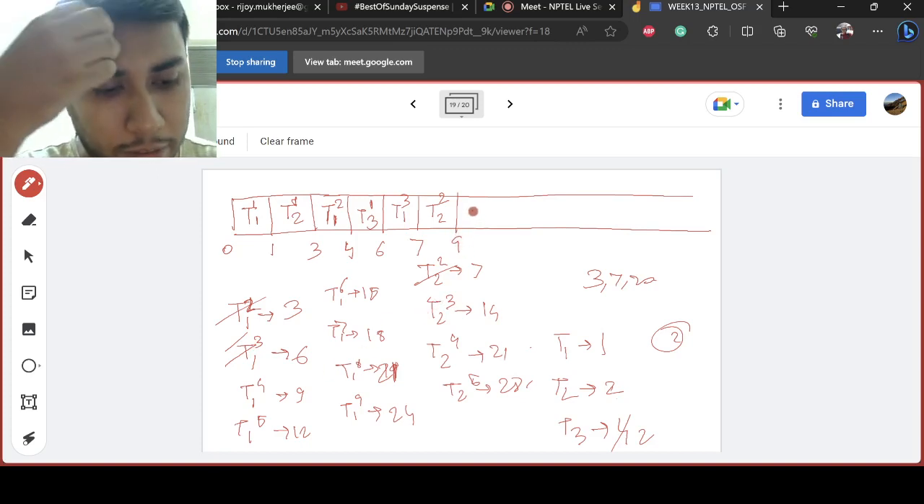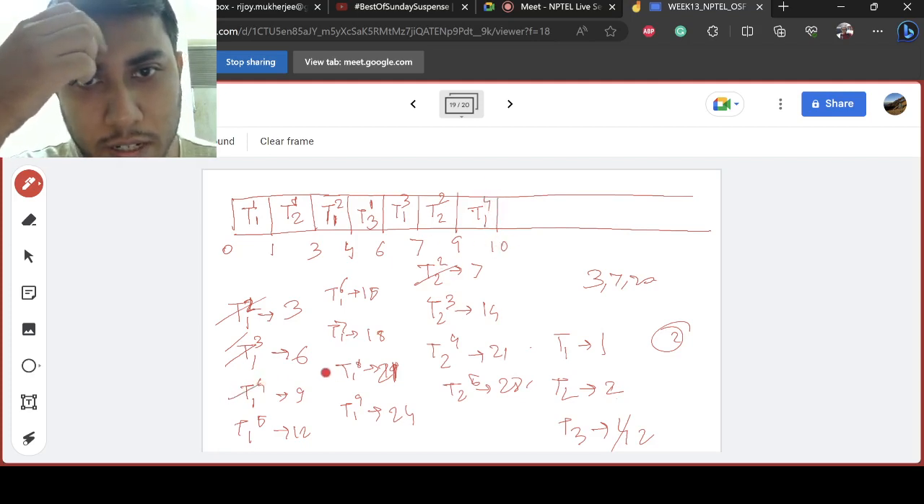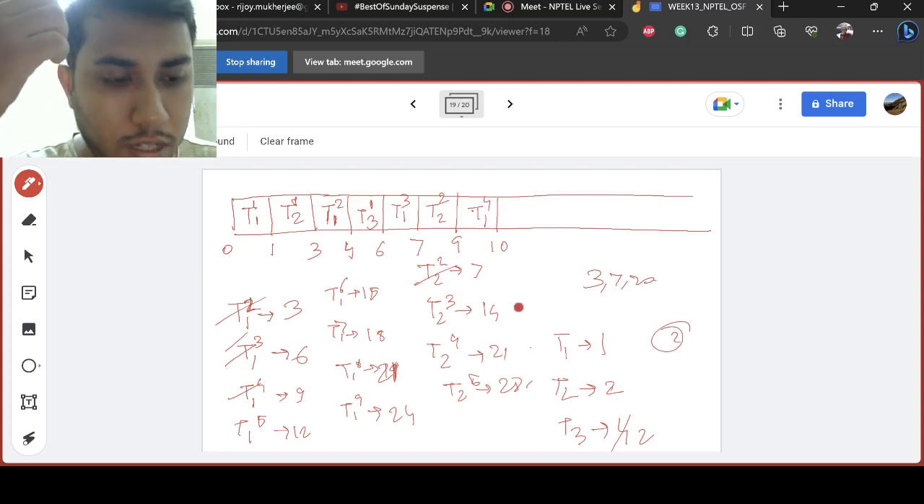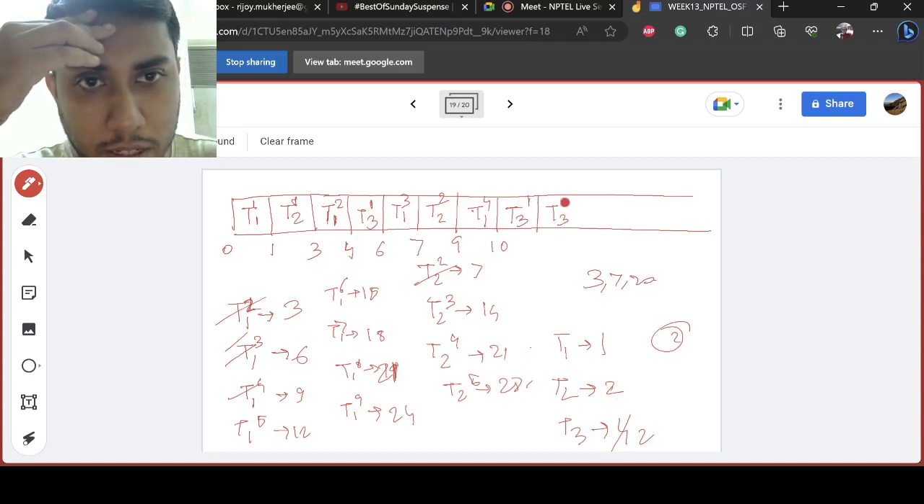Now T1 4 arrives and it takes 1 second. Then T1 4 is done. Now at this point of time, T2 3 is not there. T3 can now go into the system and do his job. T3 1.